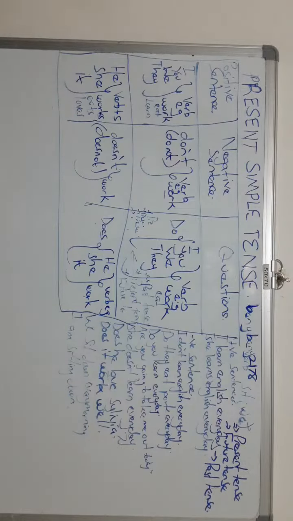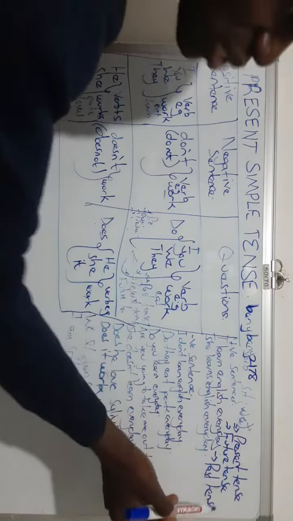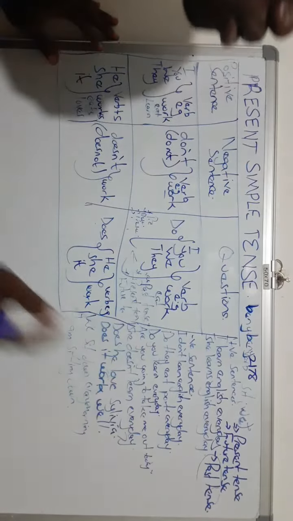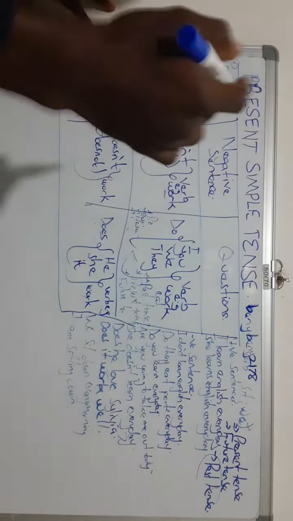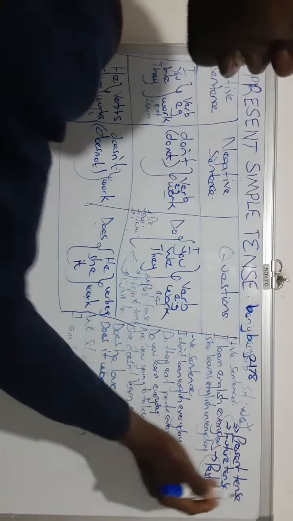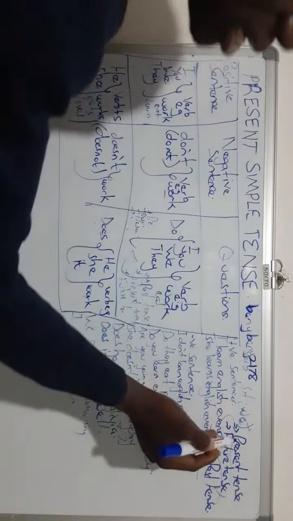When you're talking about events that happened in the past, you're going to use past tense. When you're talking about events that will happen in future, you use the future tense. So when you're talking about what is current, you use what we call the present tense.